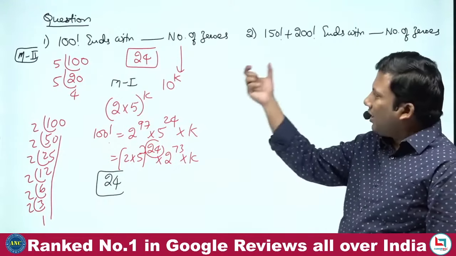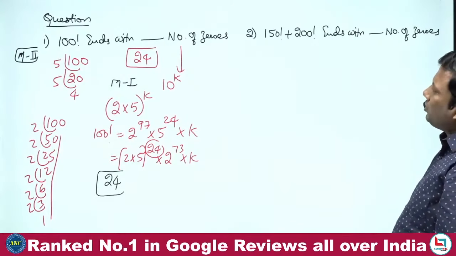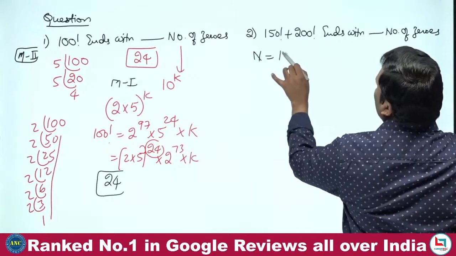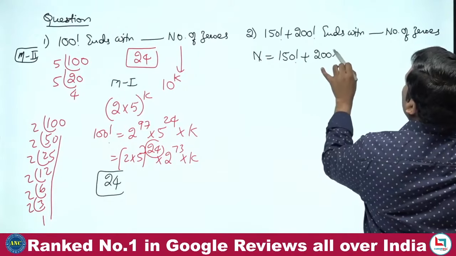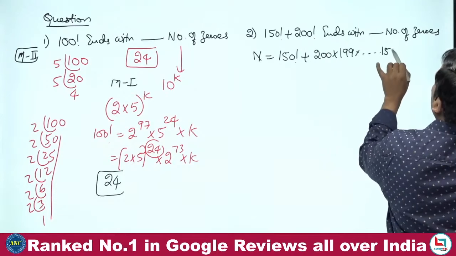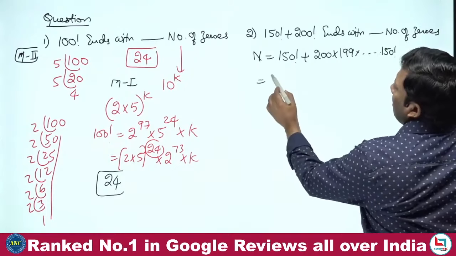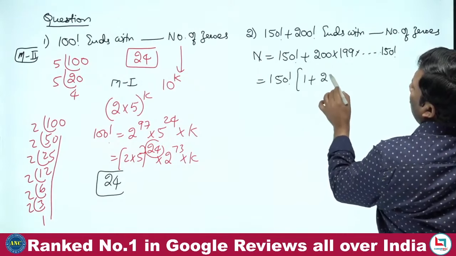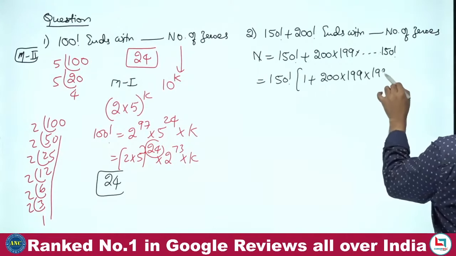That is for one factorial. Let me do another good quality question. 150 factorial plus 200 factorial ends with a dash number of zeros. Let N be 150 factorial. 200 factorial can be written as 200 into 199 and so on up to 150 factorial. Am I right? So this can be written as 150 factorial times (1 plus 200 into 199 into 198 and so on up to 151).